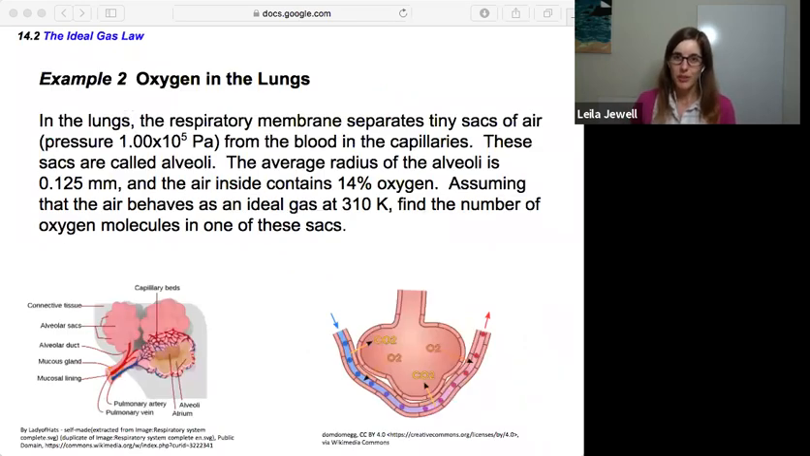So one cool example that is very near and dear to each of us, unless you're a robot, is oxygen in the lungs. In the lungs, the respiratory membrane separates tiny sacs of air at a pressure of 1 times 10 to the 5th pascals from the blood in the capillaries. These sacs are called alveoli. The average radius of the alveoli is 0.125 millimeters, and the air inside contains 14% oxygen. Assuming that the air behaves as an ideal gas at 310 Kelvin, find the number of oxygen molecules in one of these sacs.